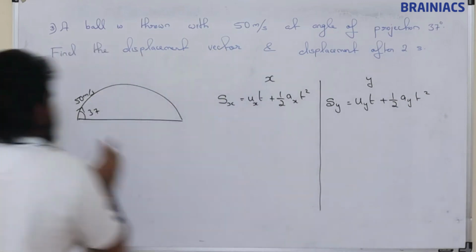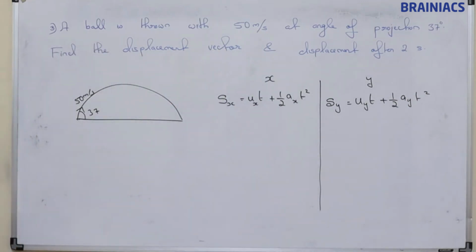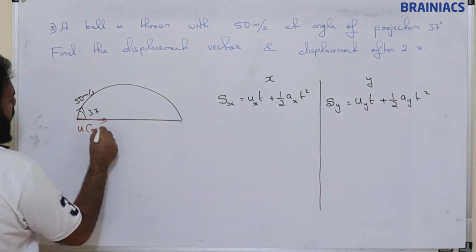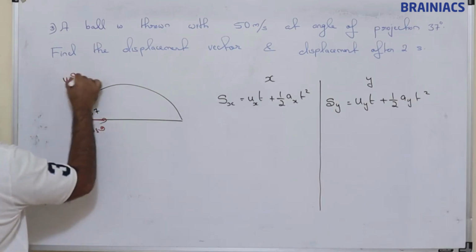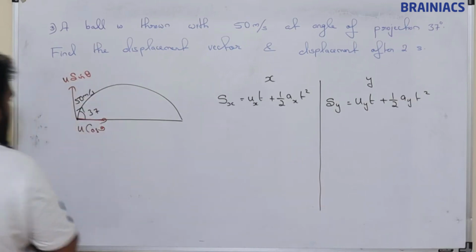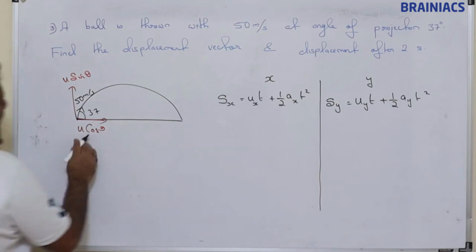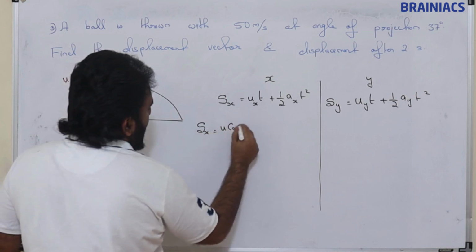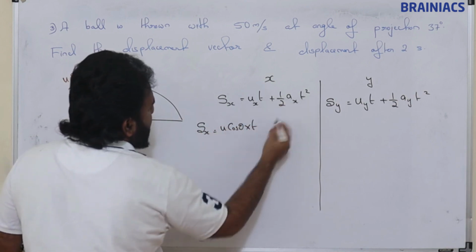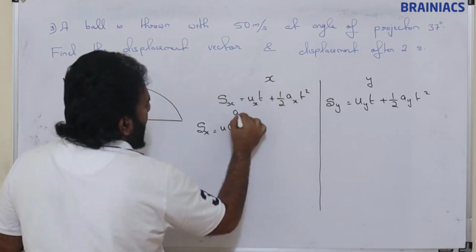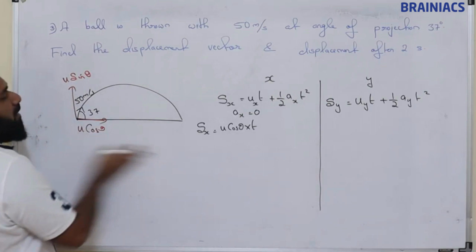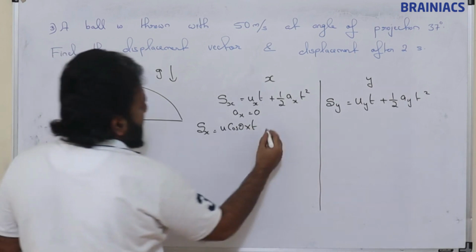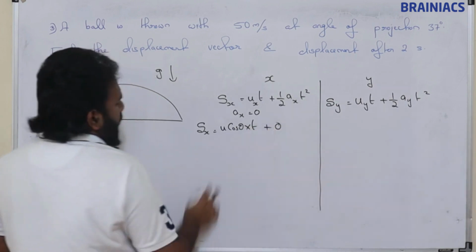Right, now fine. If we resolve this, what will we get? This is going to be u cos theta, this is going to be u sin theta. So u cos theta we will substitute here. So Sx is equal to u cos theta into t. Here ax is equal to 0. No acceleration in the x direction. g is acting in the y direction. So nothing is there like that, so this is going to be 0.